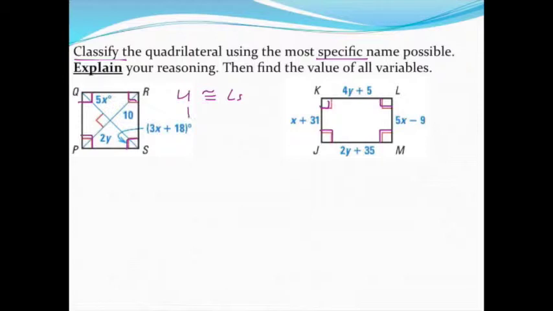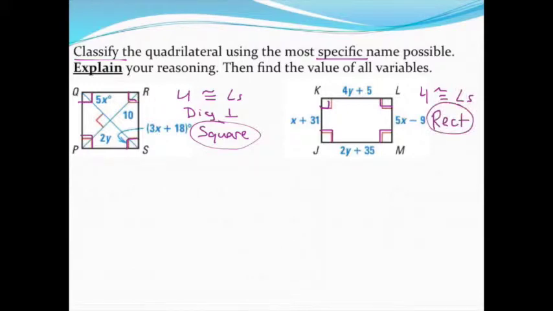and also diagonals that are perpendicular, what that tells me is that this first figure is going to be a square. It's the only quadrilateral, if you look at your properties chart, that has both of those checked off. Now in the second diagram, all I was able to find were the 4 congruent angles, the 4 right angles, which tells me the most specific name I can give this is a rectangle. So I've gone ahead and classified them.